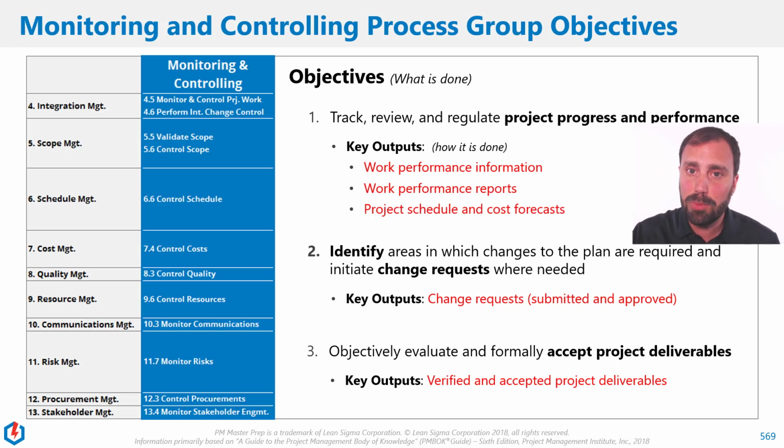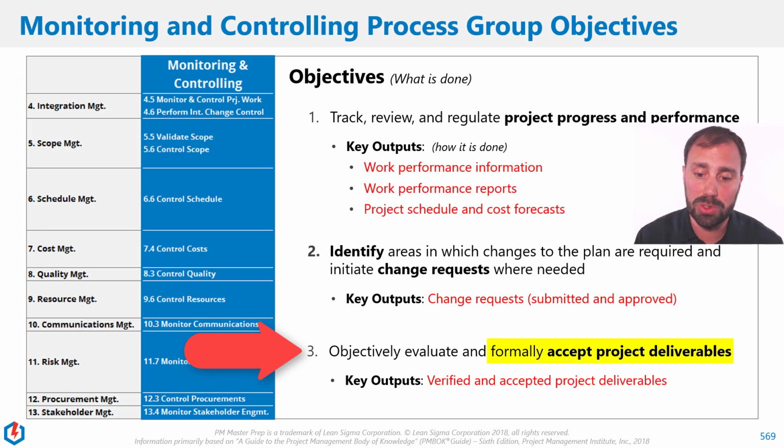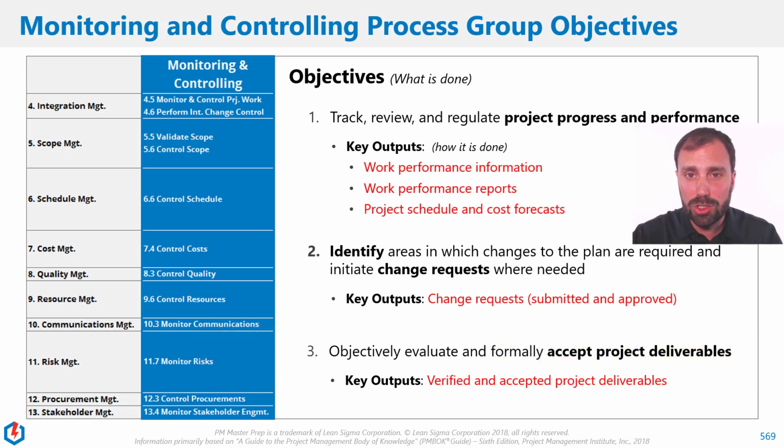And then the last and most important objective, after what we said about change requests, the third one, is to objectively evaluate and formally accept our project deliverables. That is why we're here. That is what we're doing. And this process group helps us get there. And once we do that, we know that's 25% of our questions on the PMP exam.